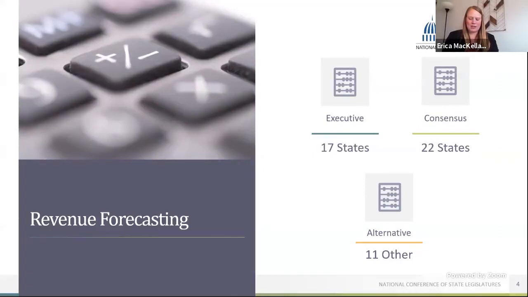The meaning of the forecast also varies by state. In some states, the forecast is more of a guideline. And in other states, it's really a hard and fast number that the governor or the legislature cannot go above. And it can be binding on the budget that states pass. So some differences in what the revenue estimate means for states as well.